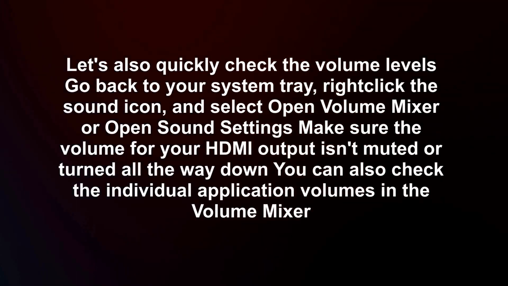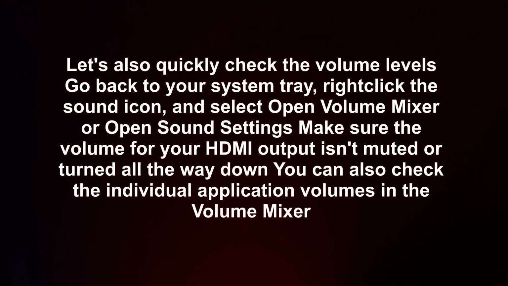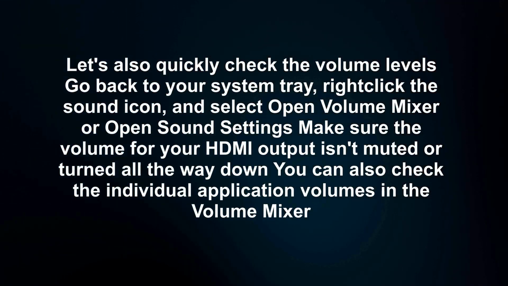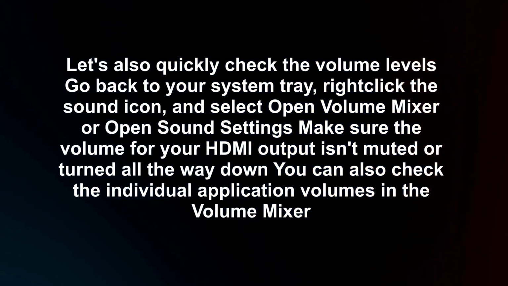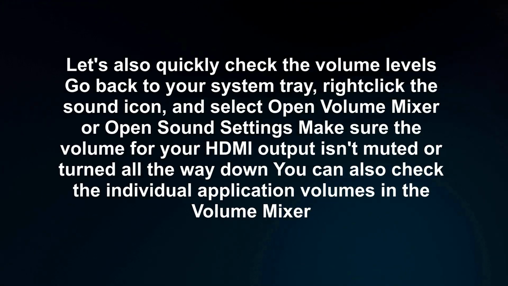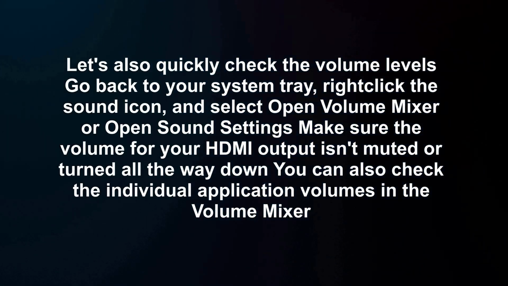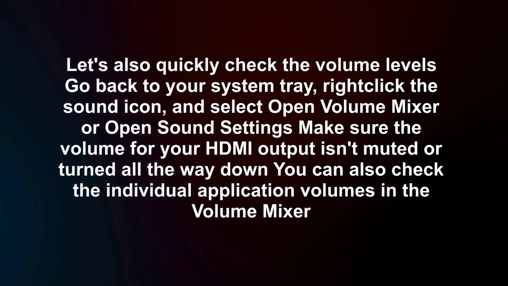Let's also quickly check the volume levels. Go back to your system tray, right-click the sound icon, and select Open Volume Mixer or Open Sound Settings. Make sure the volume for your HDMI output isn't muted or turned all the way down. You can also check the individual application volumes in the Volume Mixer.